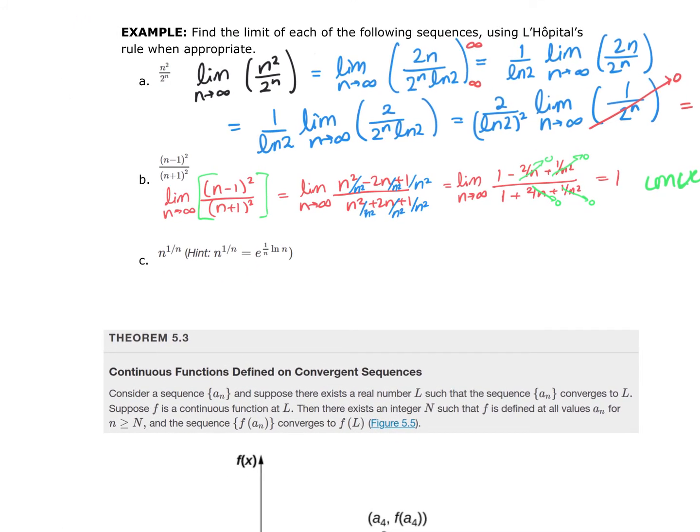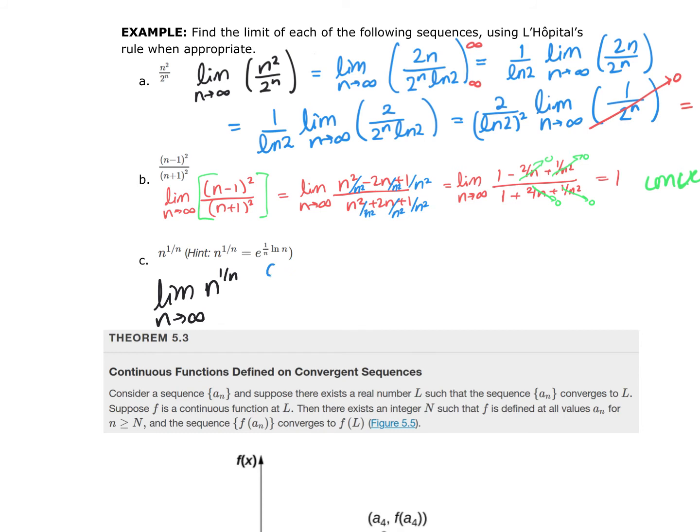Let's take a look at my next example here. If I have the limit as n goes to infinity of n raised to the 1 over n. Now they're giving me a hint here. This is, by the way, of the indeterminate form infinity raised to the 0.